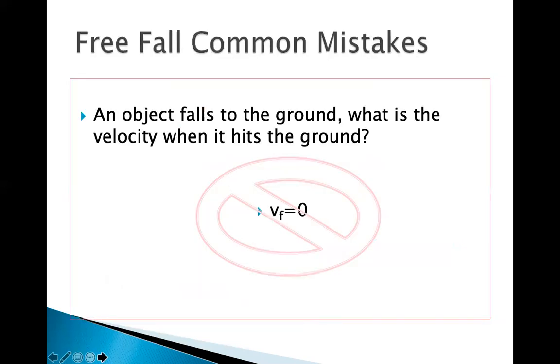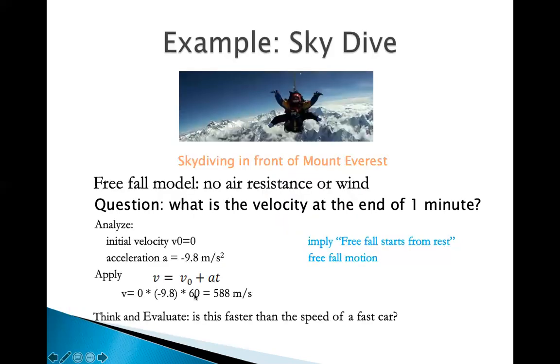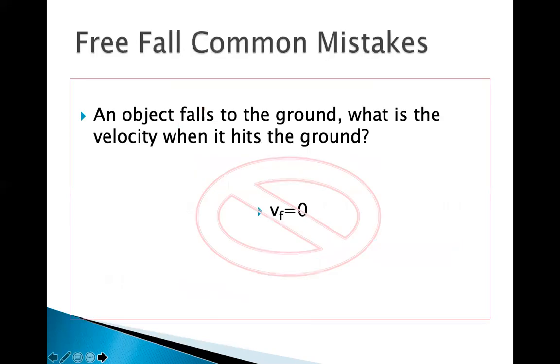There's a common mistake. People would think the end velocity of free fall is 0. Actually, it's never 0. If you go back, the end velocity at 1 minute is 588 meters per second. So free fall motion always hits the ground with a very high velocity, or at least a velocity. Why would people think the final velocity is 0?